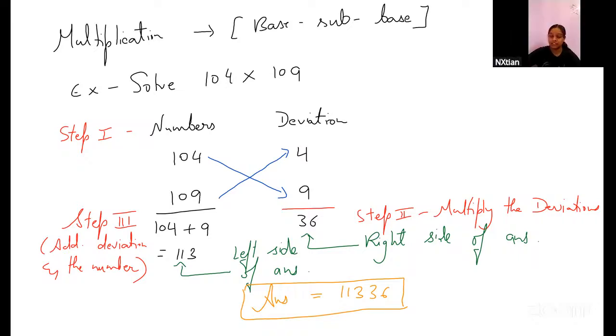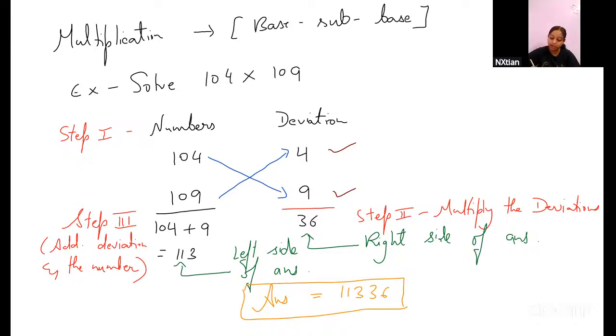Once again, I will explain the whole thing. First step is we find the deviation. How do we find the deviation? The number that is just extra to the base is your deviation. 121, 21 is the deviation. 1048, so 48 is the deviation from the base of 1000. Like that we found the deviation of 104, that is 4, and of 109, that is 9.